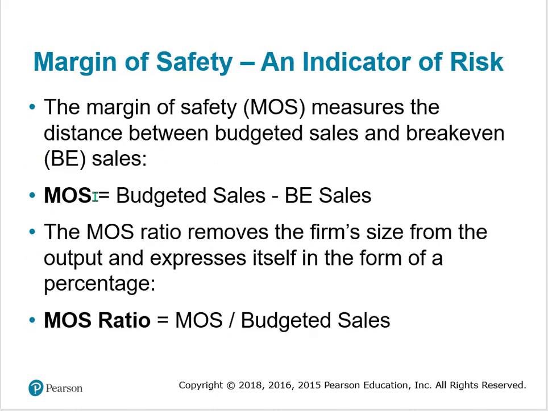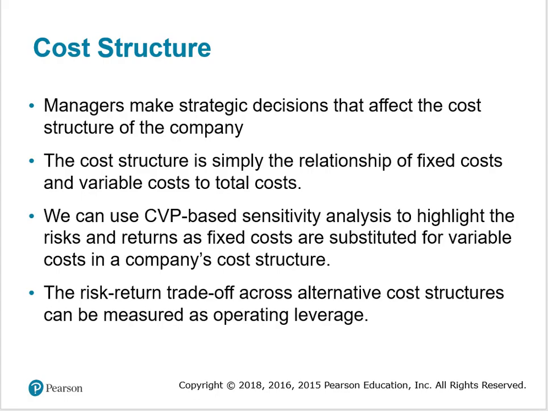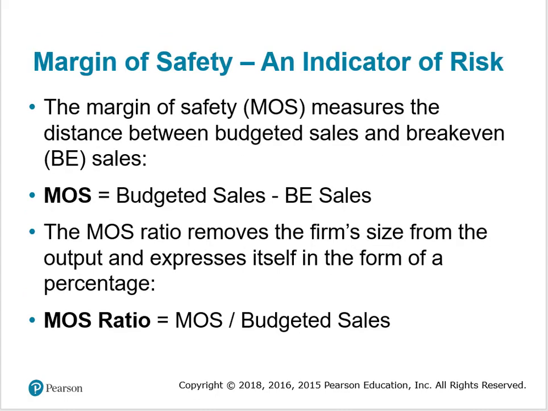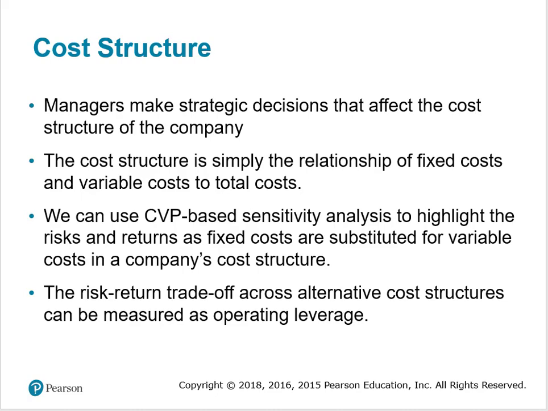So the margin of safety is actually a ratio that removes the size of the firm from the output. It's budgeted sales minus break-even sales. So the MOS ratio removes the firm size, and what we do is take the margin of safety divided by budgeted sales, which gives you your margin of safety ratio. So let's see how that would work. We'll look at it in a problem later on.